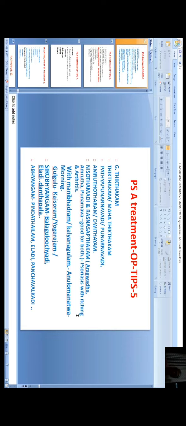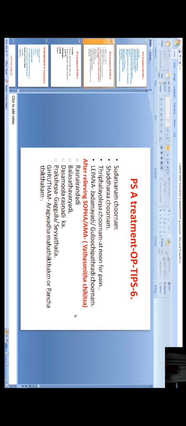Shiro Abhyanga with Bala Guluchyadi, Eladi, Dhanwantharam accordingly. If there is Ama Shesha, residual Ama or Shotha, Shiro Abhyanga will be much more dangerous. Abhyanga with the Pindathailam, Eladi, Panchavalkaladi, etc., externally. Then psoriatic arthritis, some more tips. Sudarshana Churna is very good to avoid recurrence of Shotha and Jwara. Jwara is not very high, but we can see a low grade fever is a major feature of autoimmune conditions and these stages of the arthropathies.